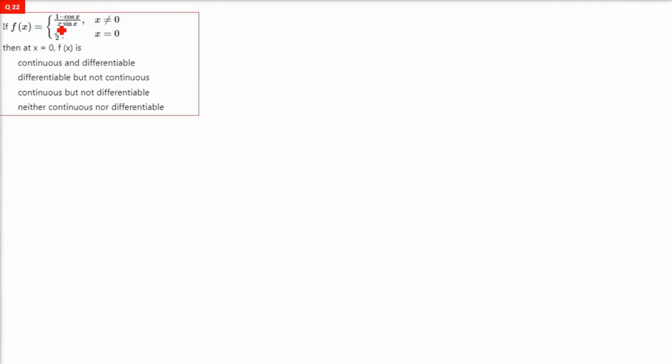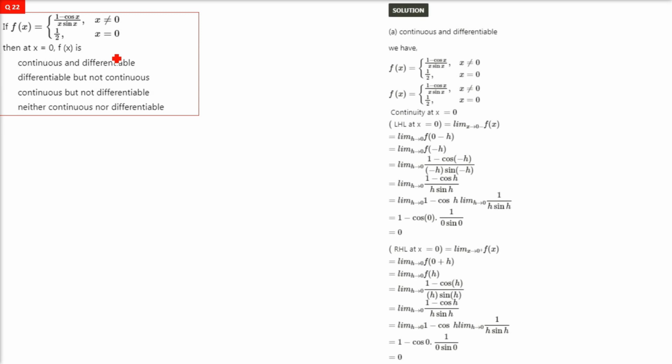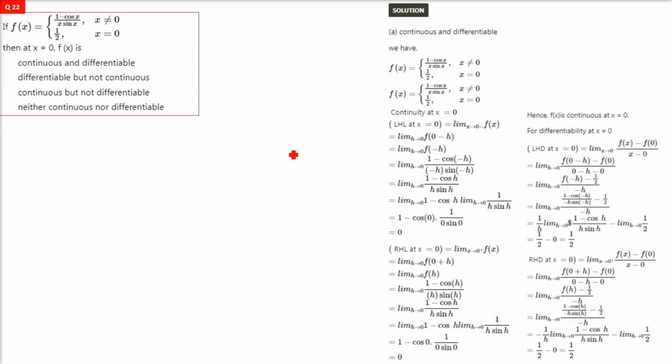So this is f(x) = (1 minus cos x) by (x sin x) when x is not equal to 0, and when x equal to 0, it is half. At x equal to 0, we have to check for the continuity and differentiability. Those who want to try themselves, for them I have given a reference. It is subjective. Sometimes people do it like this, but I'll give you another way to do it.